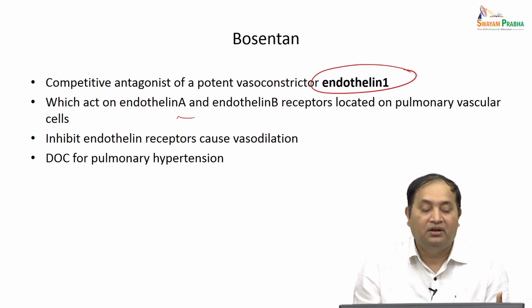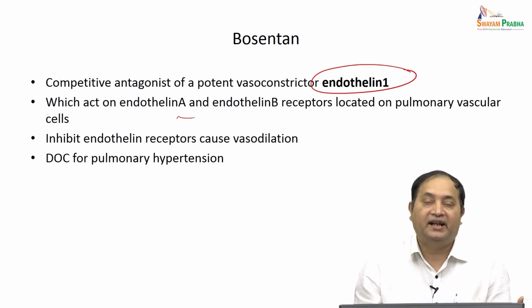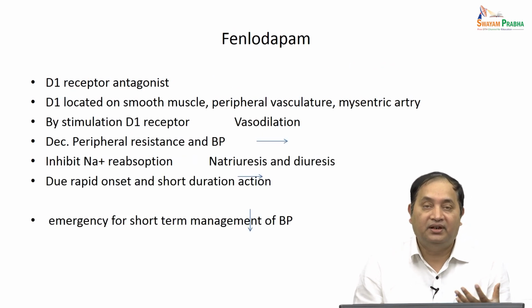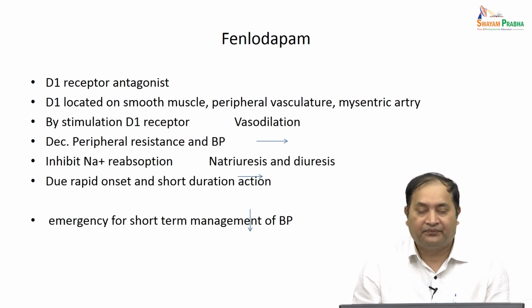So, it is the drug of choice for pulmonary hypertension. It is very difficult to treat pulmonary hypertension, and this is the only drug used in pulmonary hypertension which is an endothelin antagonist.